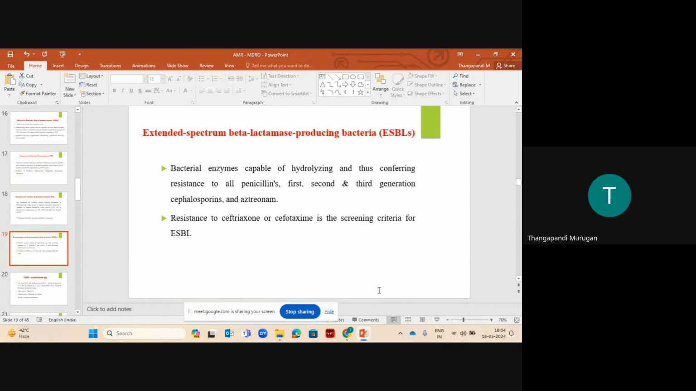And then ESBLs, as I mentioned, so many organisms can produce ESBL, extended spectrum beta lactamase. They do it by the mechanism of hydrolyzing the antimicrobial agent with bacterial enzymes, especially first, second, third generation cephalosporins and aztreonam. So it will be resistant. Why? Because aztreonam does not have coverage against most of the gram-positive organisms. In general, resistance to ceftriaxone or cefotaxime is the screening criterion, as I mentioned.